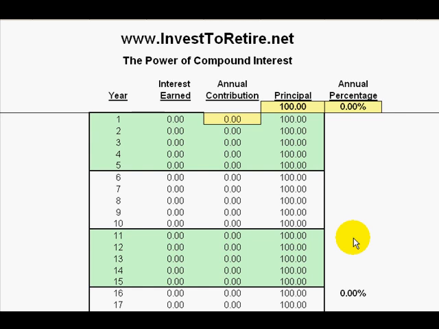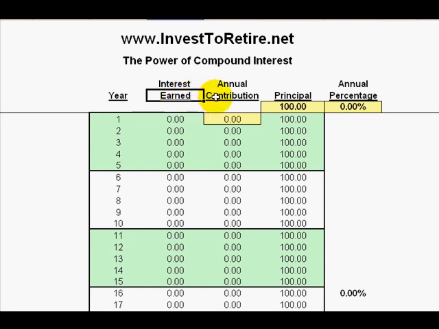Let's take a look at the calculator right now. As you can see, I've listed several columns to display the variables that we use for these calculations. On the far left is a column showing the number of years for your investment. Beside that is the amount of interest earned for that year. This dollar amount is based on the principal amount from the previous year. And note that all interest in these examples is calculated at the end of the year.